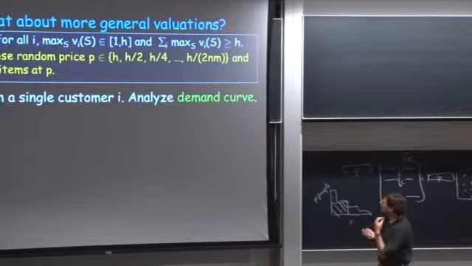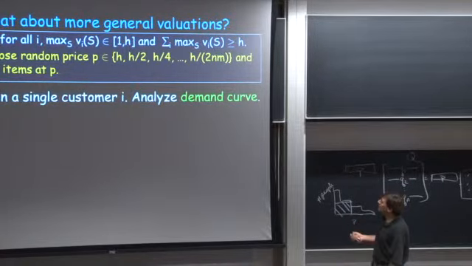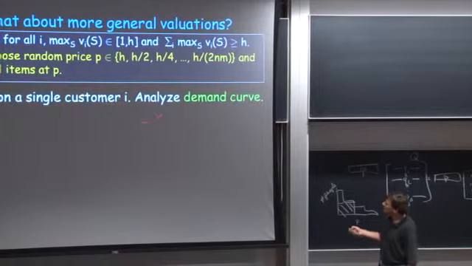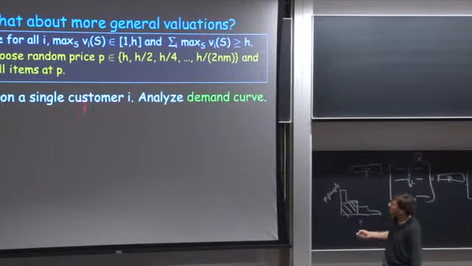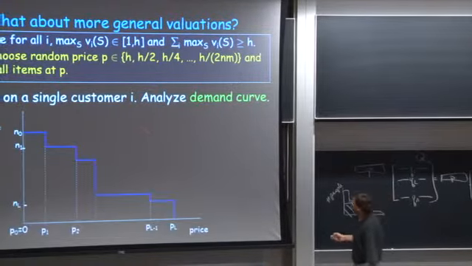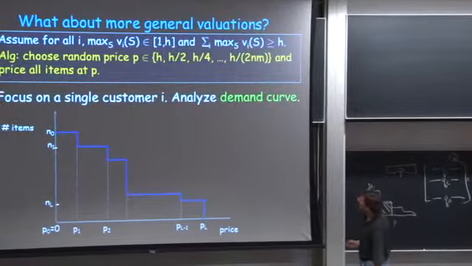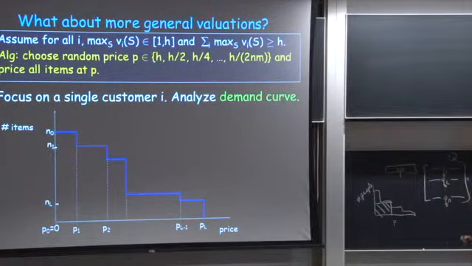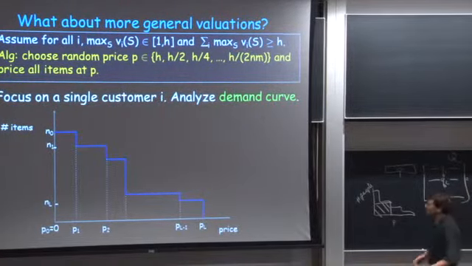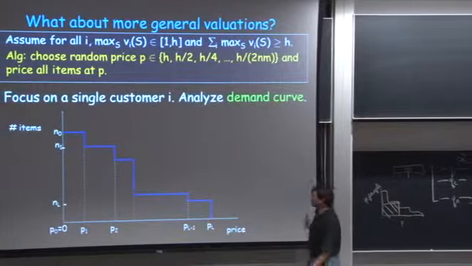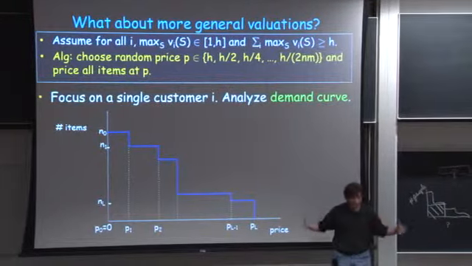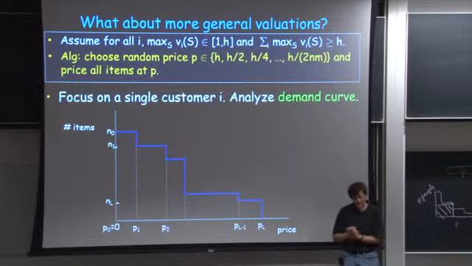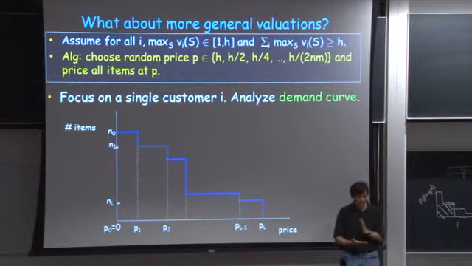So this one person has a valuation function. We have n items. There are 2 to the n possible subsets. They have some arbitrarily complicated valuation function subject to their values being at most h. And actually, I don't think you need the 1, just less than or equal to h. What I mean by the demand curve is the following summary. If I were to price my goods at 0, how many items would they buy? They might buy everything in the store. Oh, I'm assuming that everybody wants at most 1 of any given item.